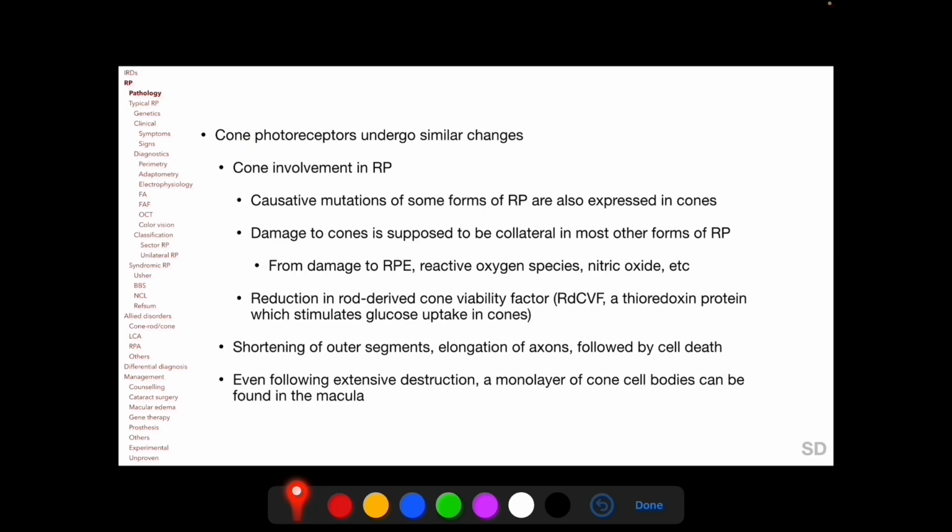Cone photoreceptors undergo similar changes with shortening of the outer segments, elongation of axons, followed by cell death. Involvement of cone photoreceptors in retinitis pigmentosa, which is a predominantly rod photoreceptor disorder, is said to occur because of the following probable reasons: the causative mutation being expressed not only in the rod photoreceptors but also in the cone photoreceptors, collateral damage to the cones during death of the rod photoreceptors, and because of reduction in rod-derived cone viability factor, which is a protein secreted by the rod and is necessary for the survival of the cones.